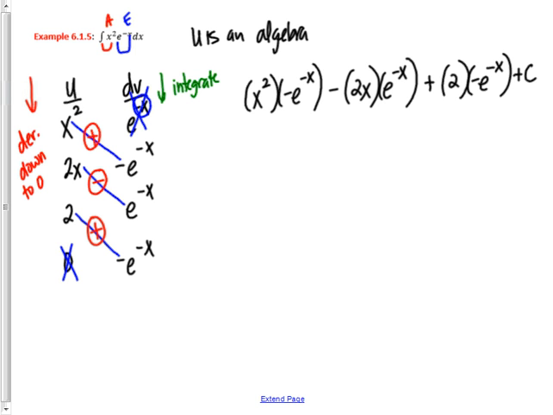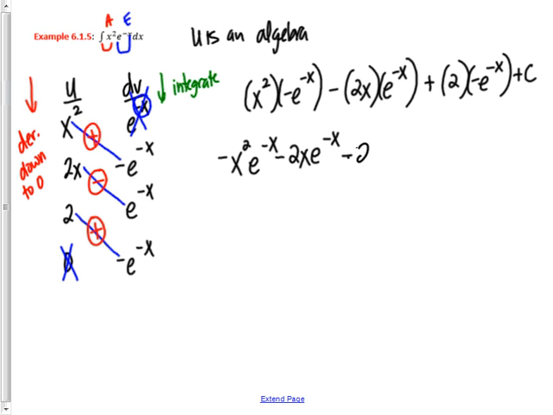There's no table, there's no other integration, you just need to simplify that all out. So I get negative x squared e to the negative x minus 2x e to the negative x plus minus, missed a sign, minus, oh no, let me start back.